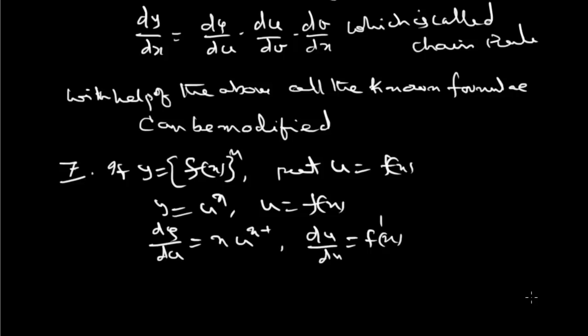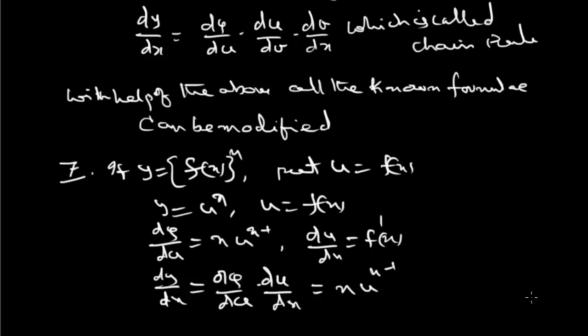Now dy by dx we want. It is dy by du into du by dx. dy by du is n into u power n minus 1, into f dash x. It is equal to n into fx whole power n minus 1 into f dash x.